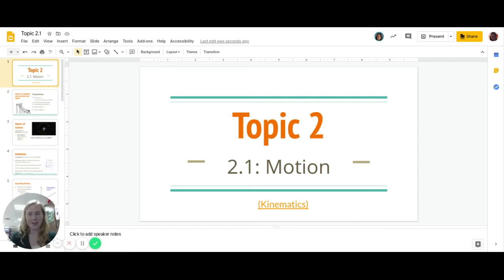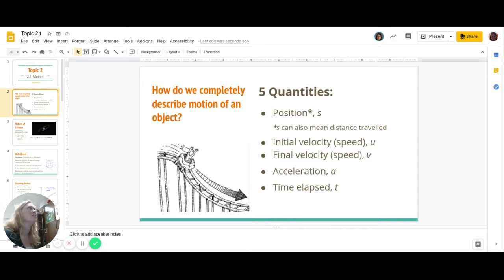We're going to go over topic 2.1, motion, at least the first part of it. So this is called kinematics, or the study of motion. So when it comes to describing motion, there are 5 main things we need to keep track of.